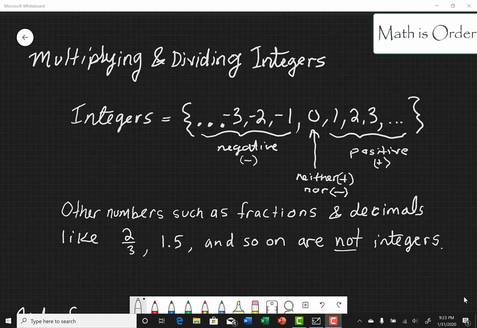In this video, we describe integers and give the rules for multiplying and dividing integers. Integers are this set of values here. You can see that we've got negative integers, positive integers to the right of 0, and then 0 itself is neither negative nor positive. Other numbers such as fractions and decimals, like 2/3, 1.5, and so on, are not integers.